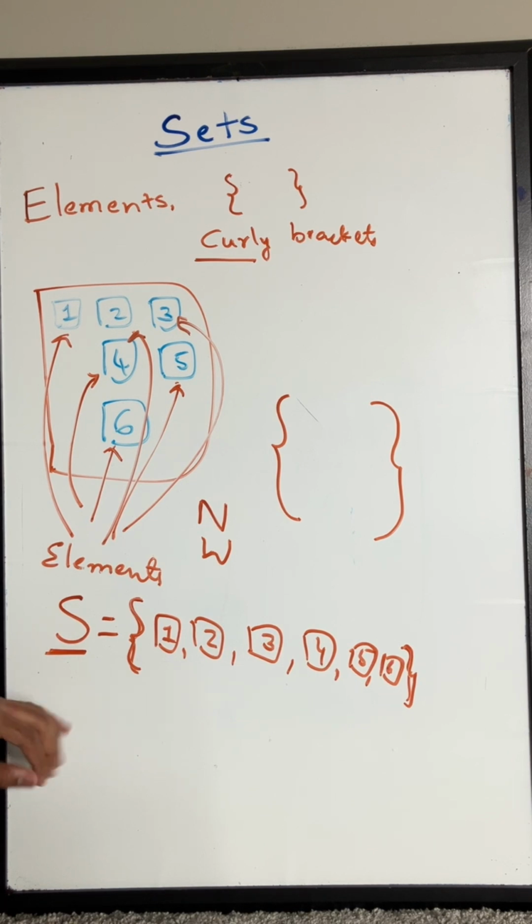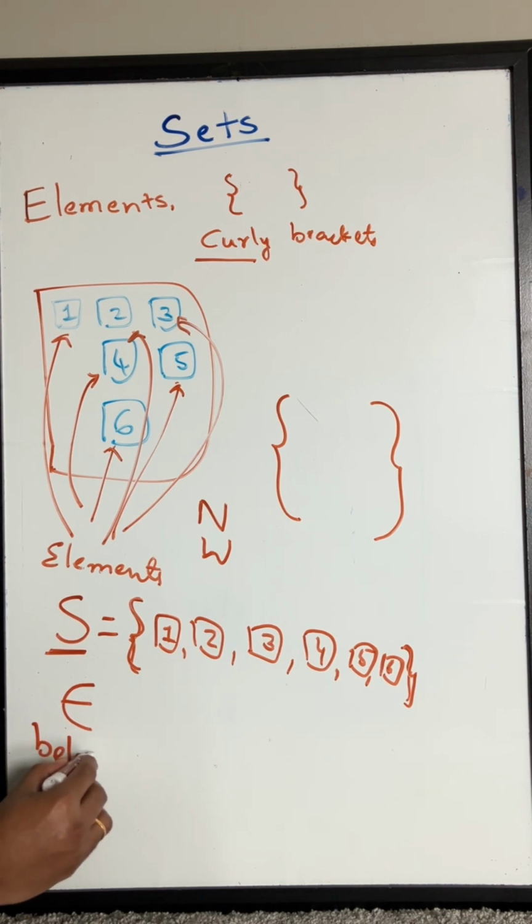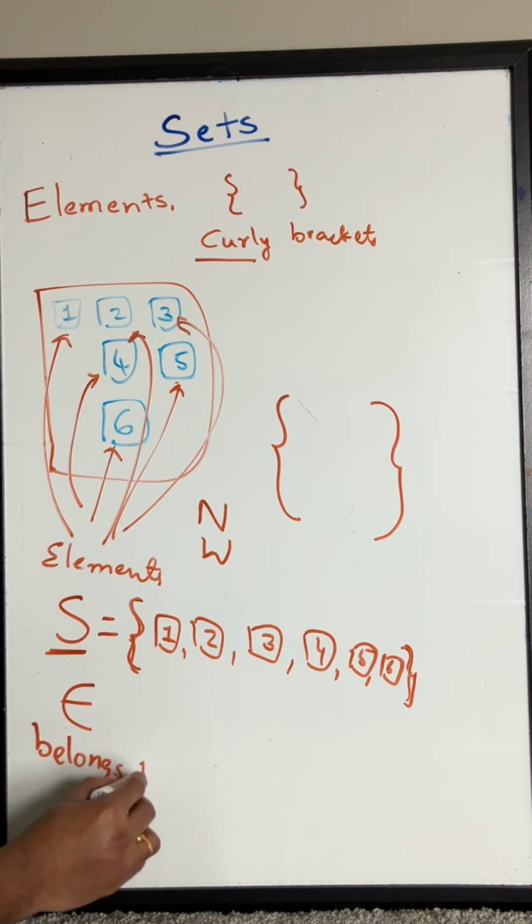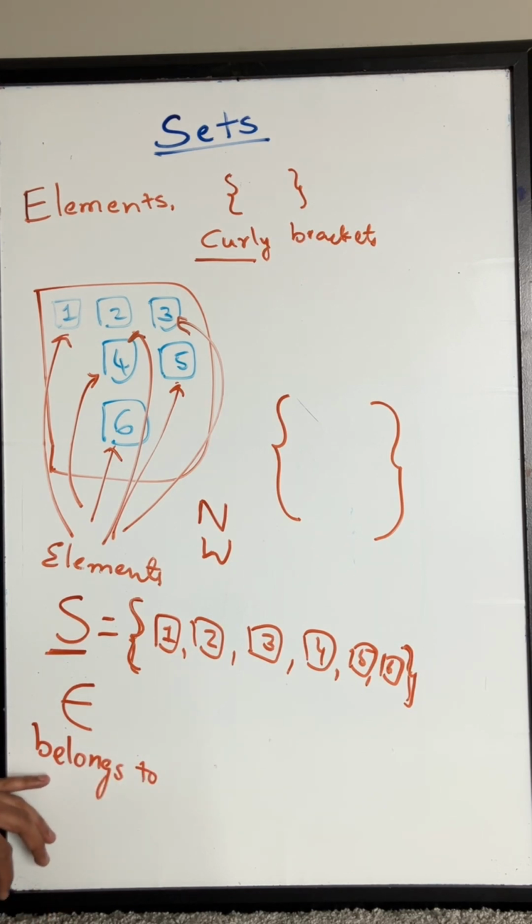And there is one other symbol that I think we discussed. I don't know whether we discussed it or not, but we'll discuss it one more time. This is called belongs to. It is an English phrase, but in mathematics we use a symbol, because in mathematics symbols are important. So instead of writing the two words belongs to, we denote it with this symbol.